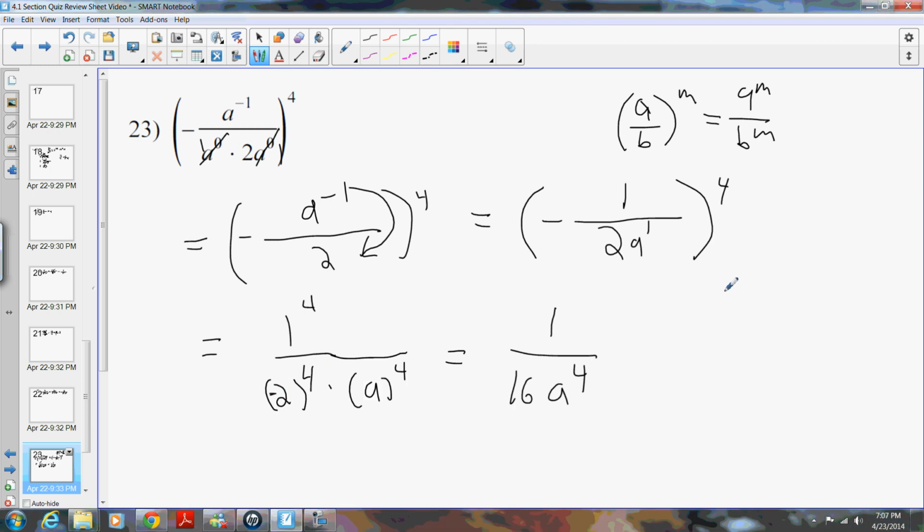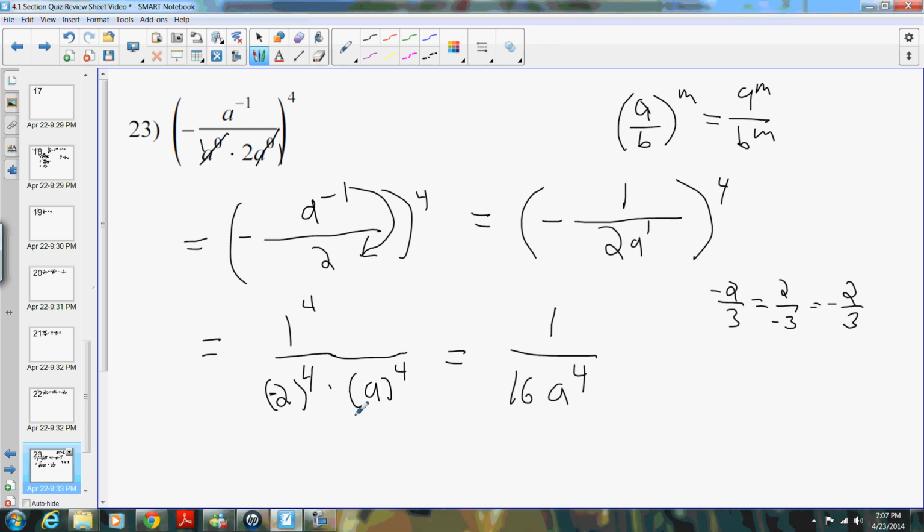That follows from this rule here, and we went over this in class: negative 2 over 3 is equal to 2 over negative 3, which is equal to the fraction negative 2/3. So this negative can either be put in the numerator or denominator. I'm going to choose to put it in the denominator and tag it along with this 2. Negative 2 to the fourth power is also 16, so this answer is still true. 1 over 16 a to the fourth power.